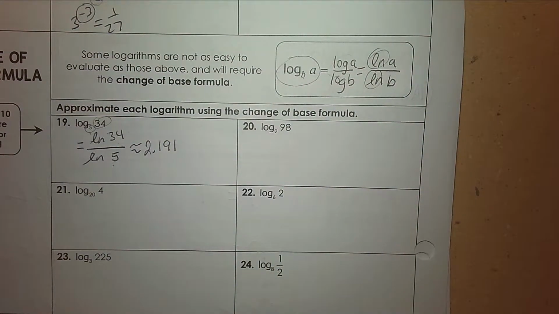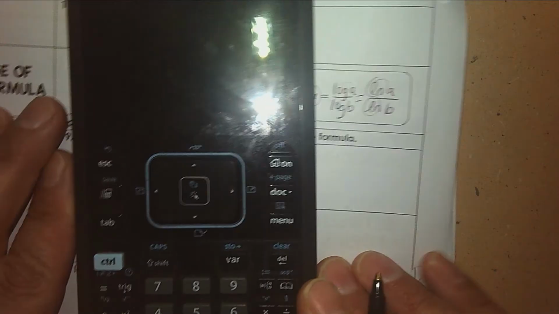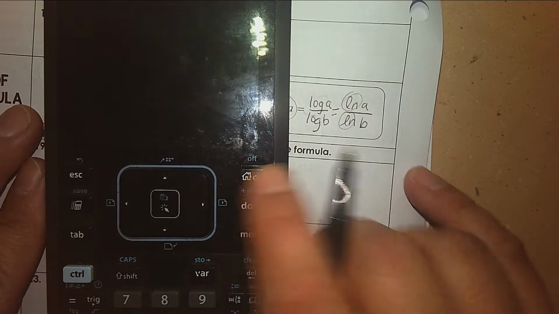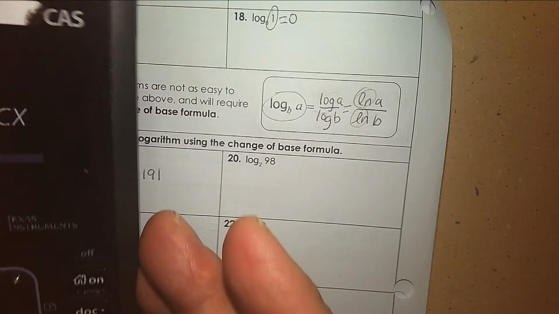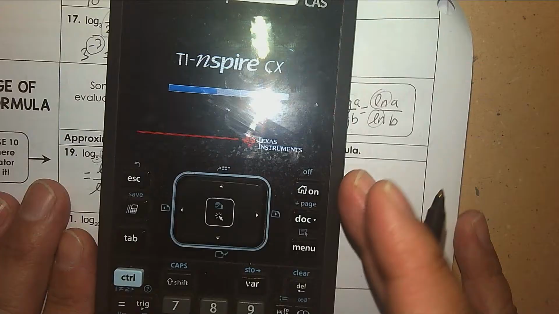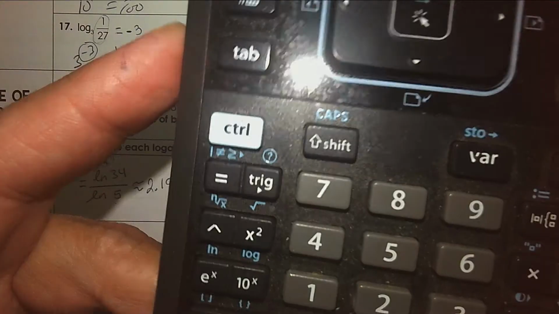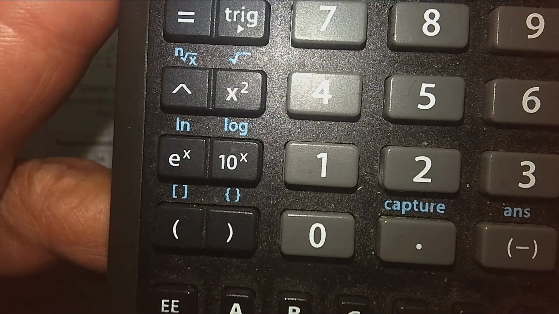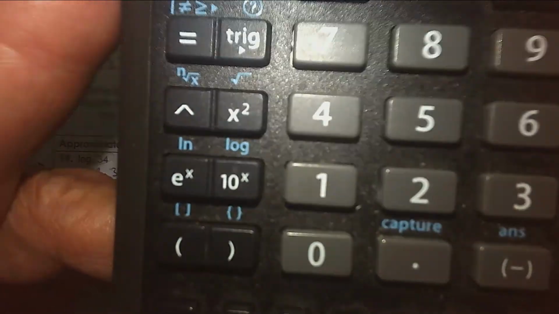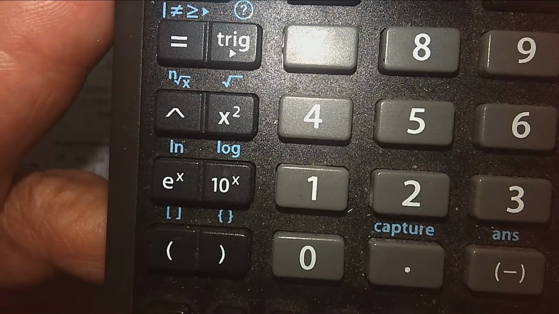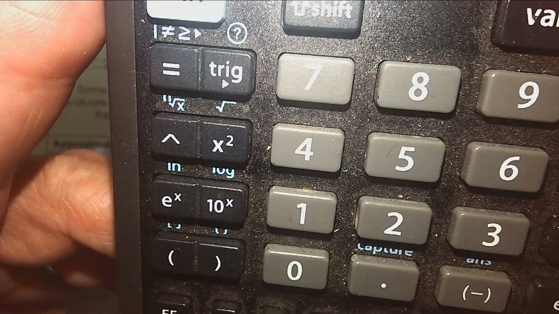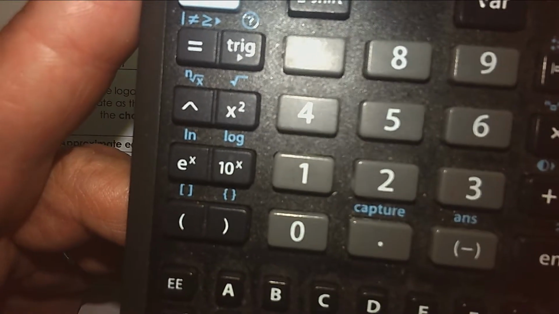Now, does anyone have this calculator? I don't know if this one's warming up. But obviously, do you know where the log button is on here? It's right there. Do you see it? Yeah. Good. So can you press the control and then 10 to the x? Control and then 10 to the x. What do you notice when you do that?